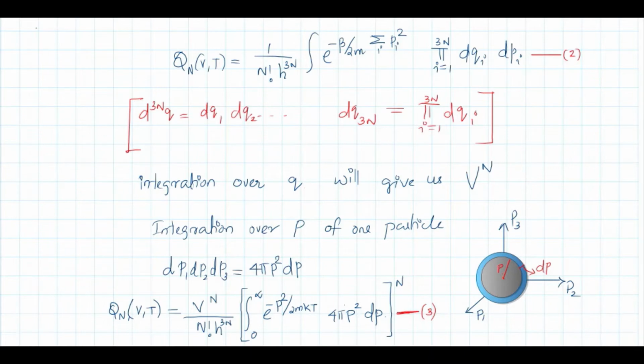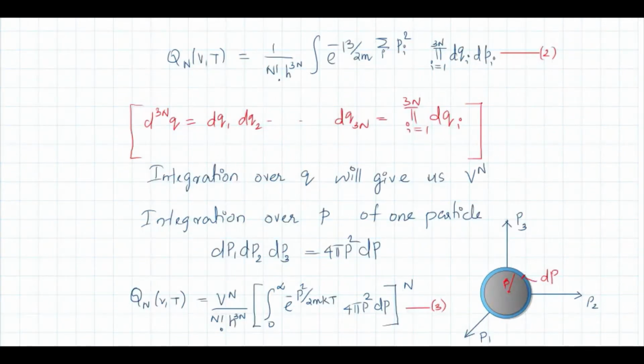What is the partition function? Qn of V,T equals 1 by n factorial h raised to 3n integral e raised to minus beta H. H becomes 1 by 2m sum over i of p_i squared. Then d^3n q. d^3n q is actually dq1, dq2, etc. up to dq3n. So d^3n q can be written as the product over i equal to 1 to 3n of dq_i. The product of dq1, dq2, etc. Pi implies the product. Again, for d^3n p, you can write it like the product over i equal to 1 to 3n of dp_i.